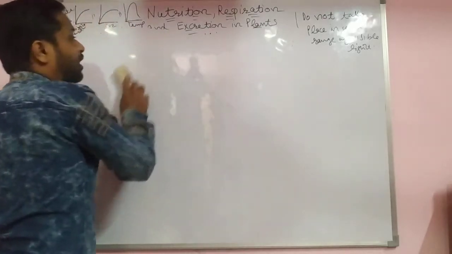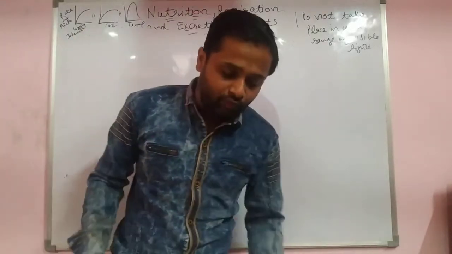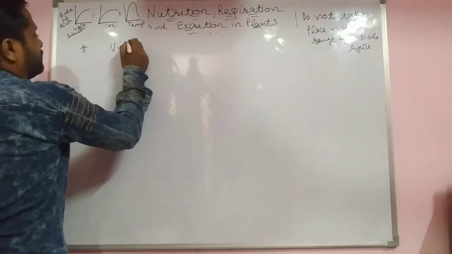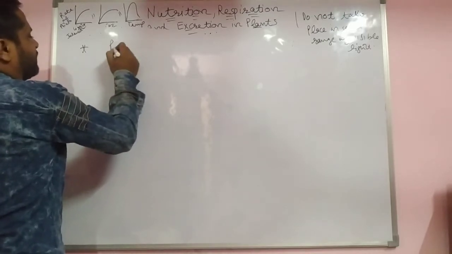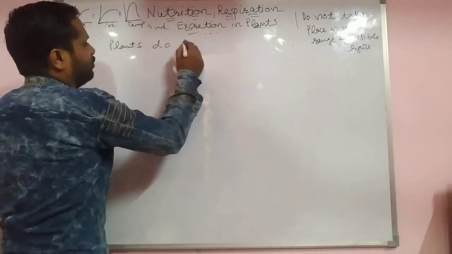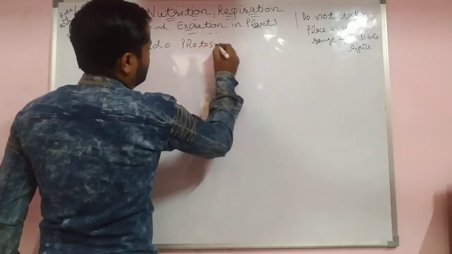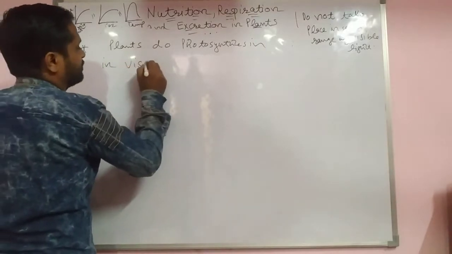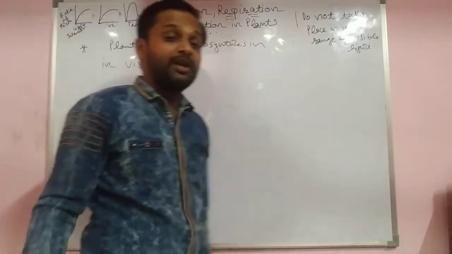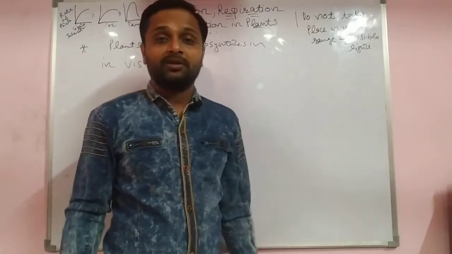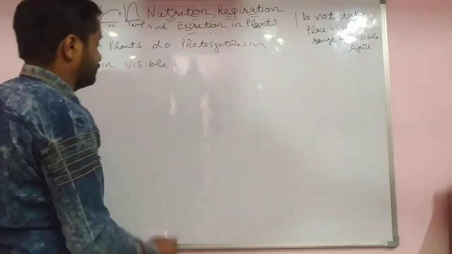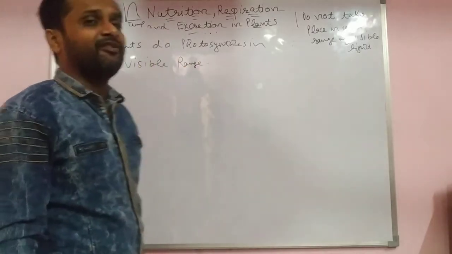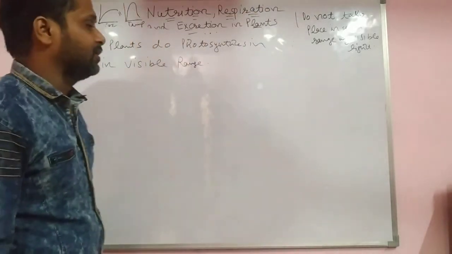Now we discuss that plants do photosynthesis in the visible range. Keep in mind, visible range. Plants do photosynthesis in the visible range. Visible range means the colors you are able to see, VIBGYOR. Like a rainbow, right? VIBGYOR: violet, indigo, and so on.